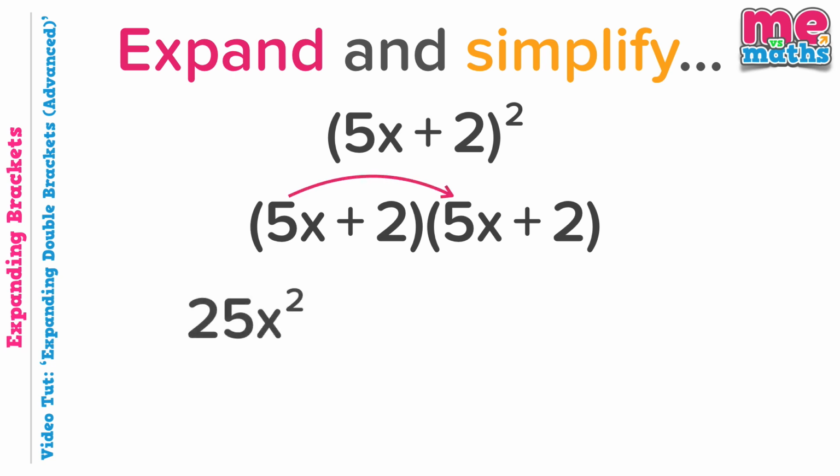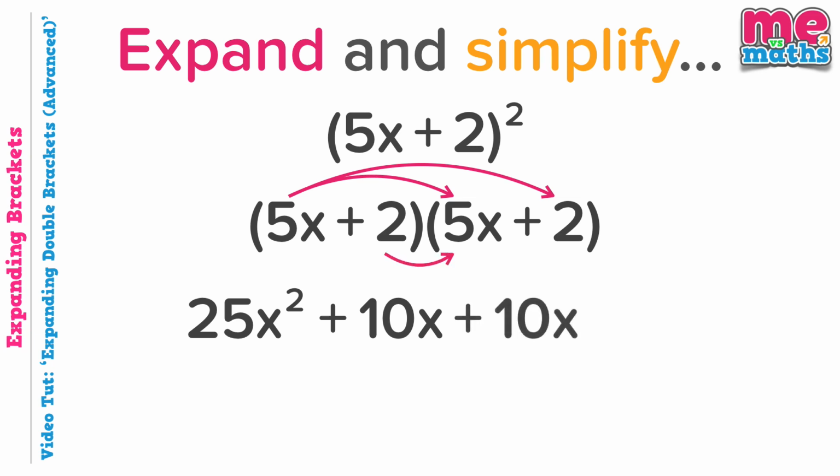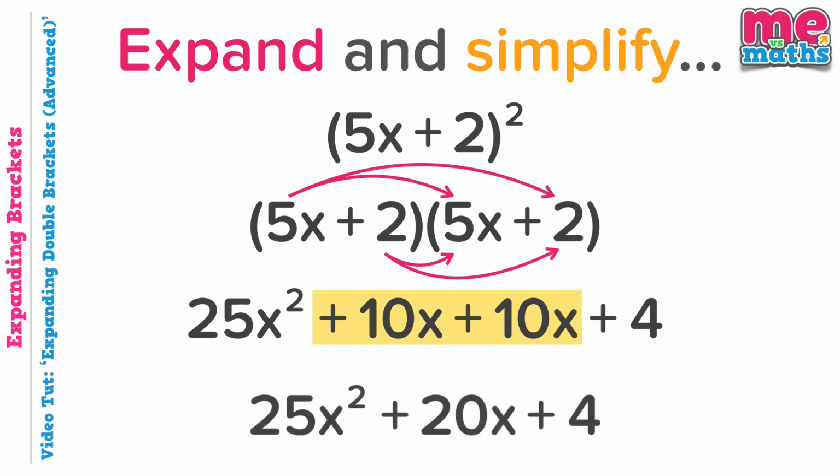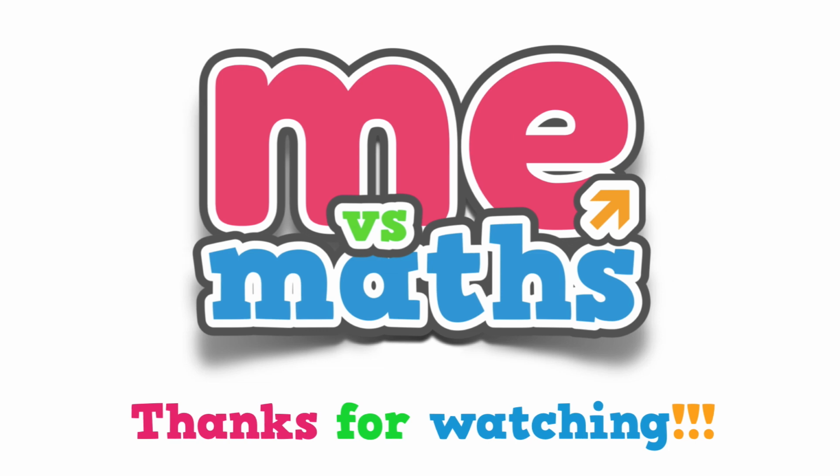5x times 5x is 25x squared. 5x times 2 is 10x. 2 times 5x, 10x again. And 2 times 2 is 4. Simplify as ever, giving our final answer 25x squared plus 20x plus 4.